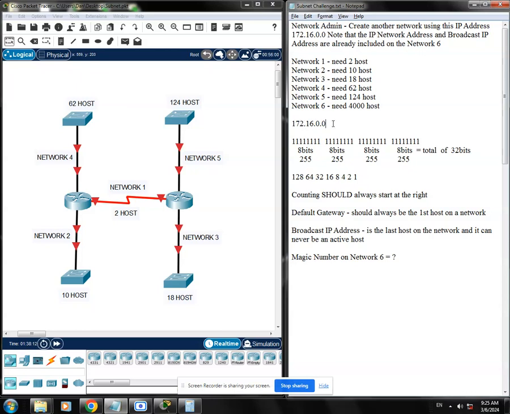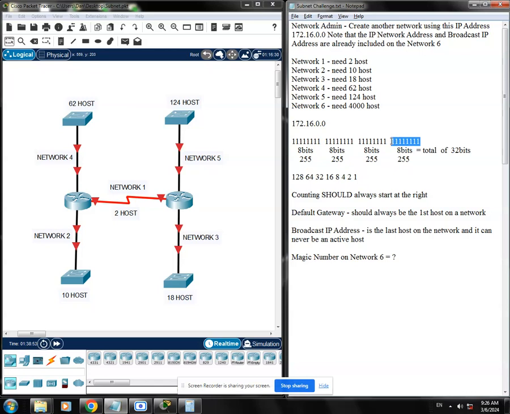172.16.0.0. Since we need to create 4,000 hosts, we're looking at the pattern. The maximum that we can do here is 128, and we know that 128 is not enough to cover the 4,000 hosts. The 128 is located on this first portion, so we will match this pattern to this first portion: 1, 2, 4, 8, 16, 32, 64, 128.